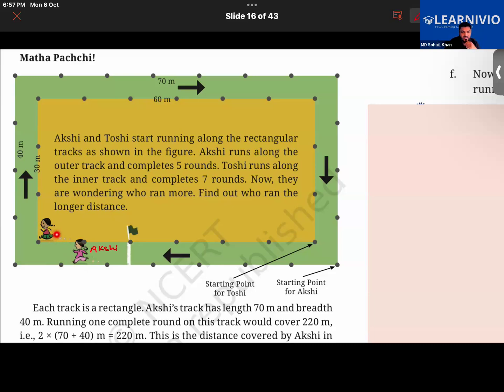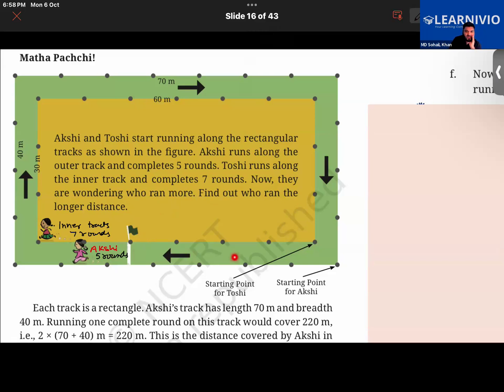Akshi runs along the outer track and completes 5 rounds, while Toshi has completed 7 rounds. In the inner track, she is running and she has completed 7 rounds. Now they are wondering who ran more. Find out who ran the longer distance. Getting it, guys, who ran more?